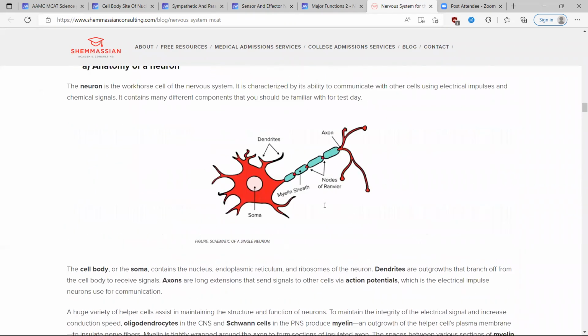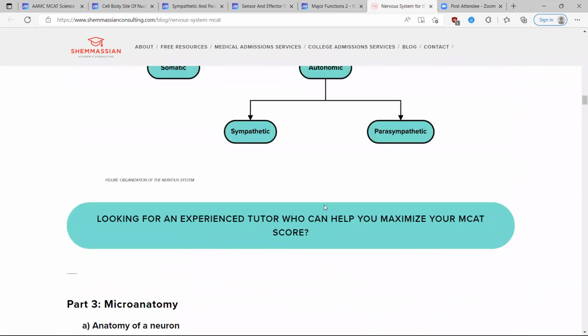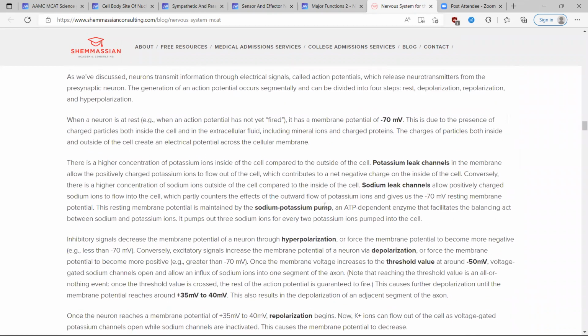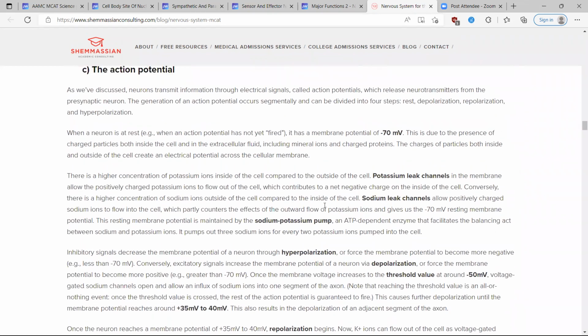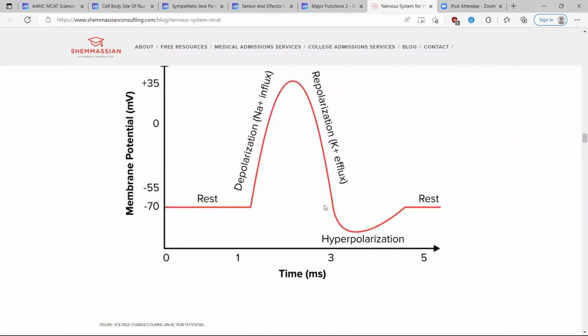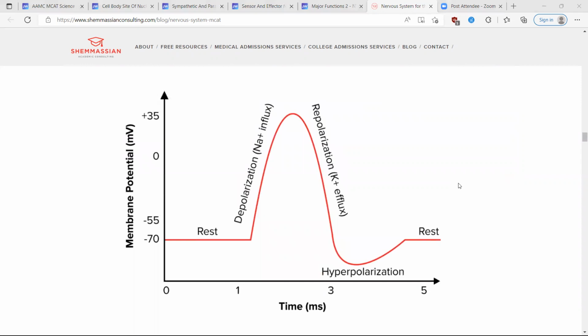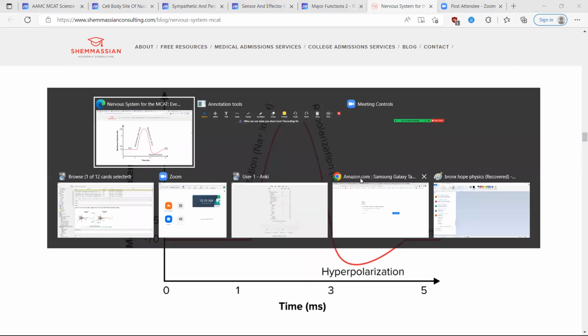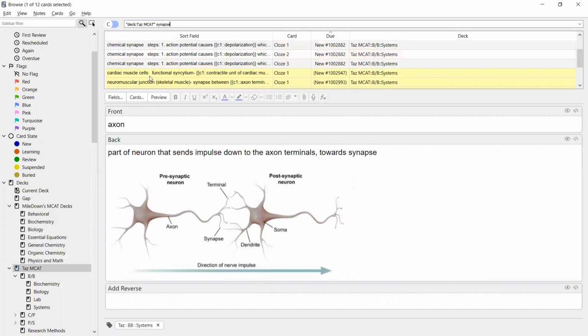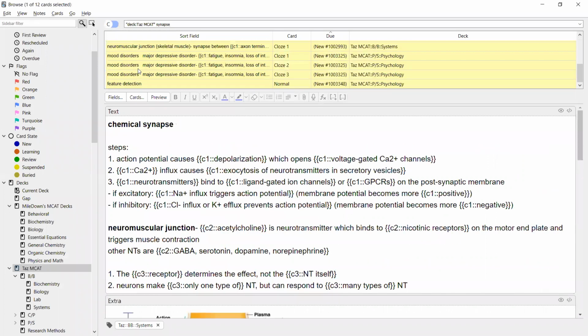So that's literally some anatomy of how a neuron is set up. Now we need to talk about the biochemistry of how an action potential works. This is a little bit tricky, so we'll try to talk through it. And if you have any questions about this, then just ask.